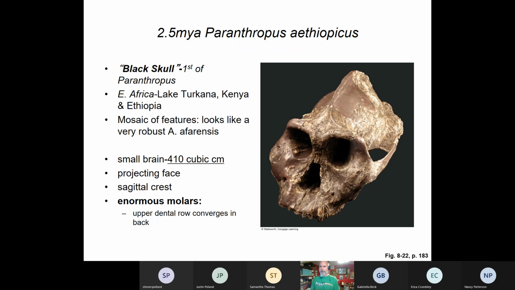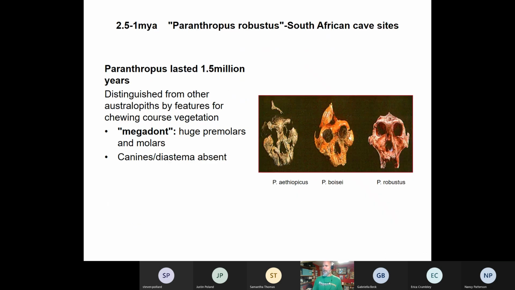Very projecting face. As we get closer to modern Homo, the face is more vertical. Again, we're still in the same range as far as brain size, at 410 cubic centimeters. So Paranthropus was, hey, not that unsuccessful at all. 1.5 million years long. Thought to be what we describe as a megadont.